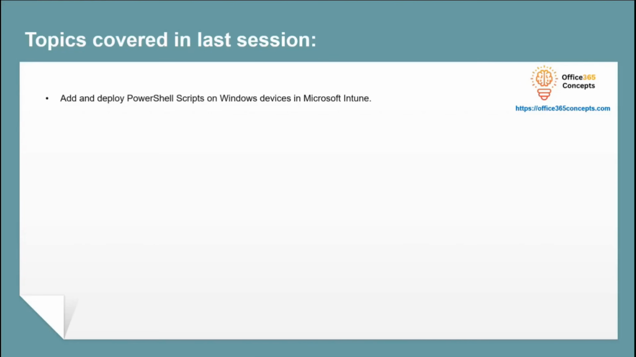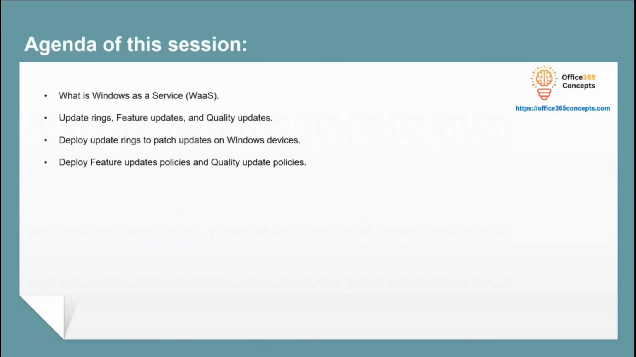In the last video, we talked about how to deploy PowerShell scripts in Microsoft Intune to automate certain processes on Windows devices. If you have missed that video, you can click on the link that you can see on your screen. In this particular video, we are going to talk about Windows updates.